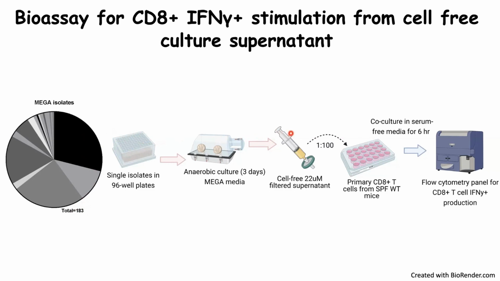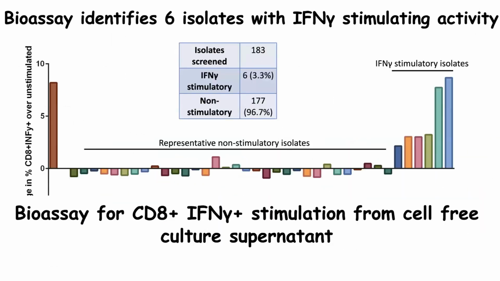Then we took the supernatant of these bacteria and put it in contact with CD8 positive T cells isolated from murine splenocytes. Why CD8? Because I told you those are anti-tumor cells and they mostly produce interferon gamma. So interferon gamma is our screen. So we screened all 183 bacteria in triplicates to find which ones induce interferon gamma by our CD8 T cells.